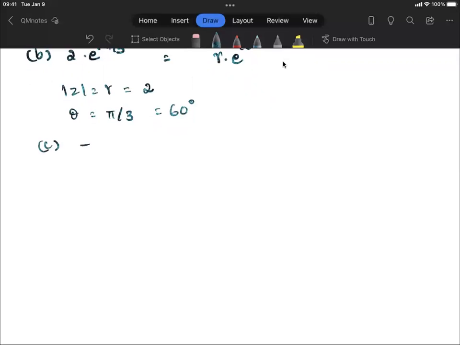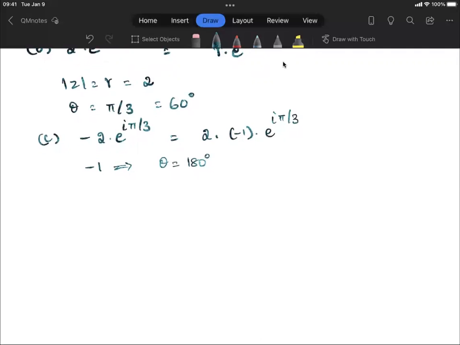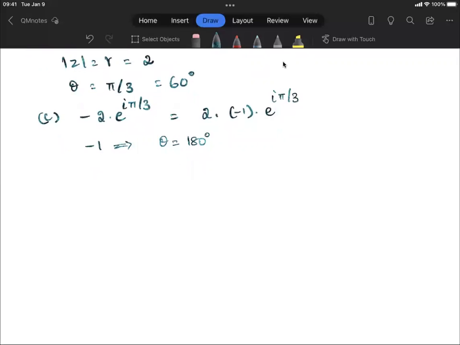Now moving on to part C, we have minus 2 times e to the power i pi by 3. We know the magnitude, the absolute value, cannot be negative 2, so I'm going to write it as 2 times negative 1 times e to the power i pi by 3. Now, negative 1 could imply that the phase is 180 degrees, so let's assume the phase is 180 degrees, or pi.